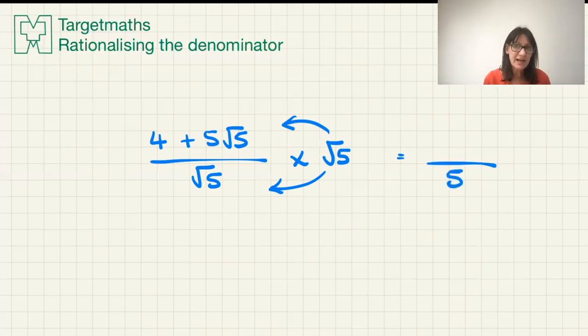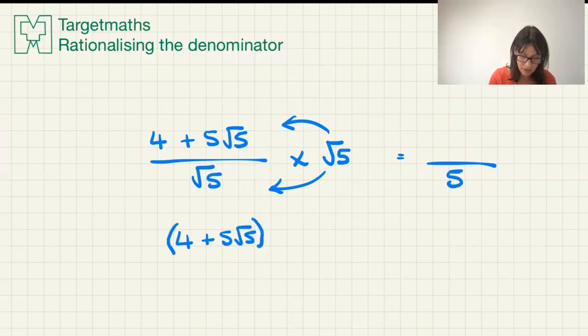The numerator is going to take a little bit of work. I've got to be considering that the numerator is 4 plus 5 root 5, and I want all of that multiplied by my root 5. So whenever I've got quite a lot that I need to make sure I multiply, I bracket it. When I want to do all of something, I use that "all of" to be my signal to put brackets in. And then I'm going to expand my brackets.